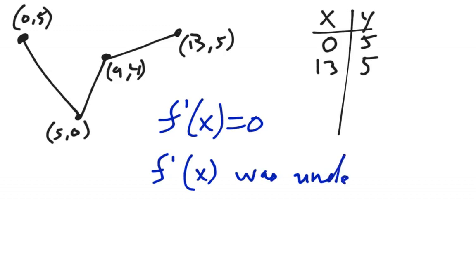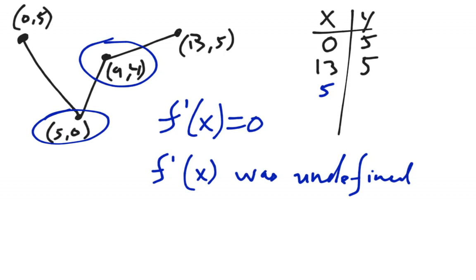And we had to remember where you could have an undefined derivative, and that occurs at sharp turns. You have a sharp turn there, so one of our critical numbers is x equals 5. And you have a sharp turn here, so one of our critical numbers is x equals 9. And then we find the y values at each of those. The y value at 5 is 0, and the y value at 9 is 4. So that's the end of our candidates test, and now we basically pick the biggest and smallest values.